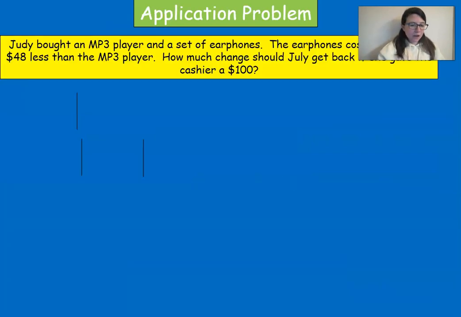Nice work. Alright, grab your paper and your pencil. We're going to try a word problem. Our application problem today says, Judy bought an MP3 player, so like an iPhone or iPod, and a set of earphones. The earphones cost $9, which is $43 less than the MP3 player. How much change should Judy get back if she gave the cashier $100? So again, this is a two-step problem. What do we need to figure out first?